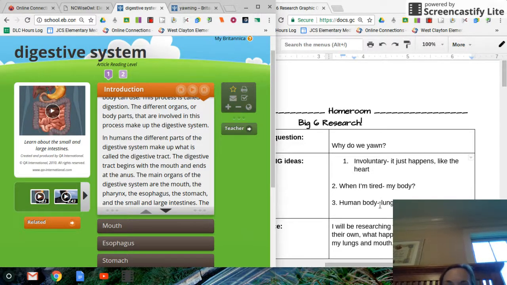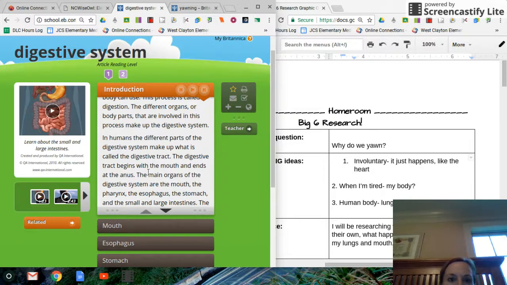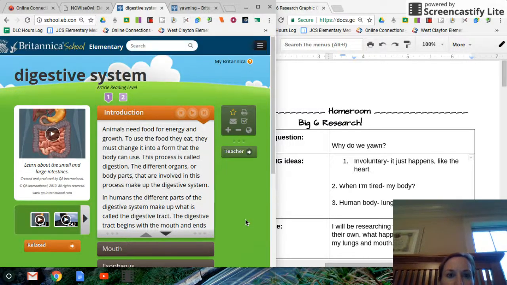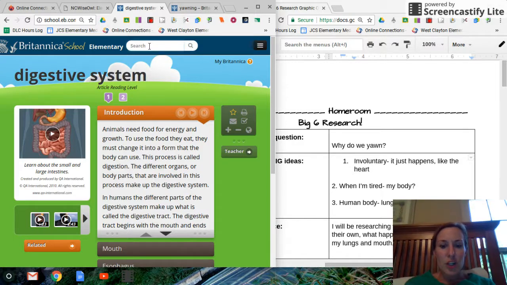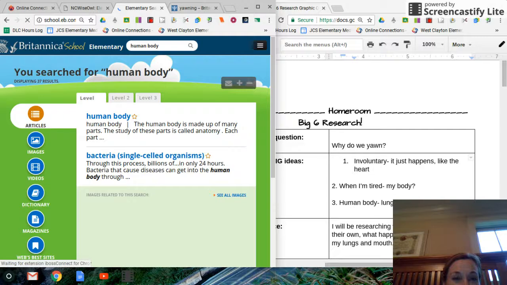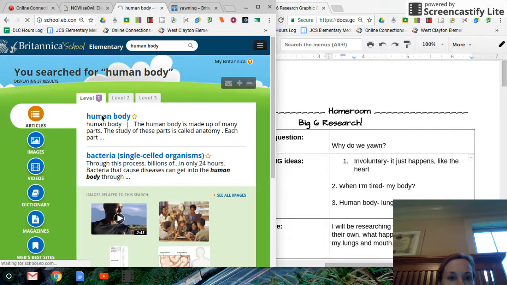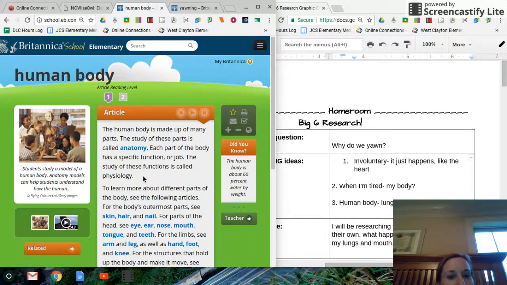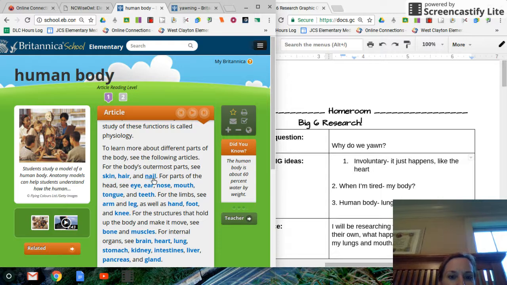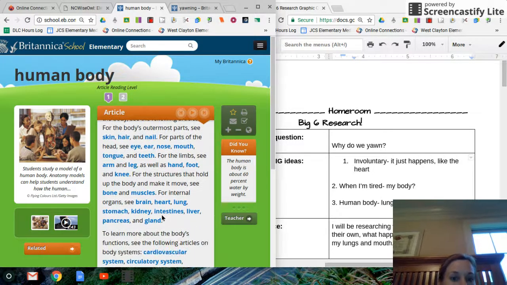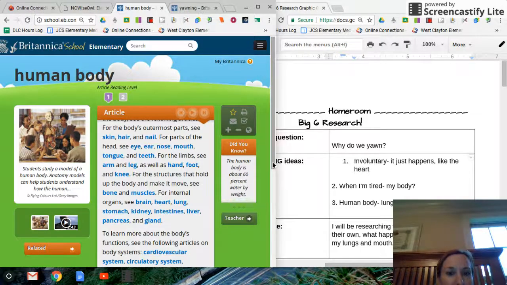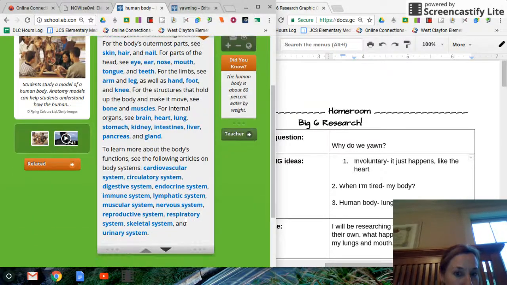All right? So I'm going to keep on chugging along. I think I might try the human body. One more little thing. Let me show you guys. When you search human body, it shows you all the systems. Click on that first article, and this can sometimes be a good starting off point. Skin, hair, nails, eye, ears, nose, mouth, teeth, tongue, legs, hands, foot, okay? Down here at the bottom are all the systems.